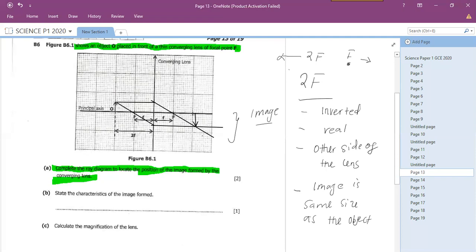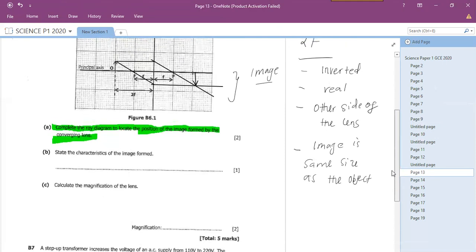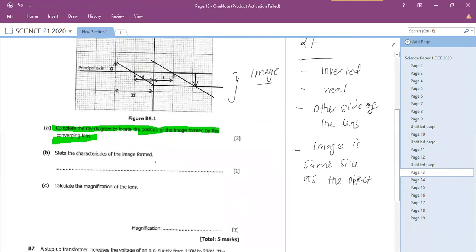So the image has been formed there. It's inverted, meaning it's real. It appears on the opposite side of the lens, and it's the same size as the object. So if asked to state the characteristics of this image, that's your answer there. It's real, it's inverted, same size as the object. You just write what we just discussed there, and it appears on the opposite side of the lens.